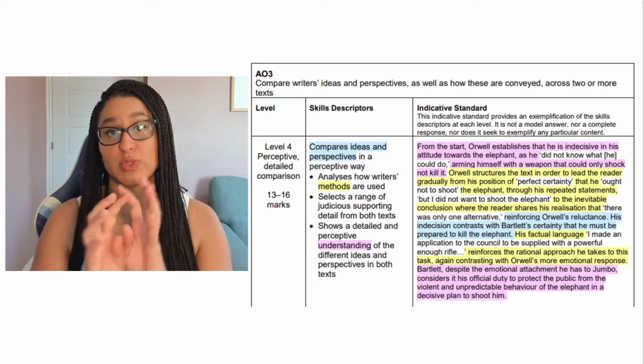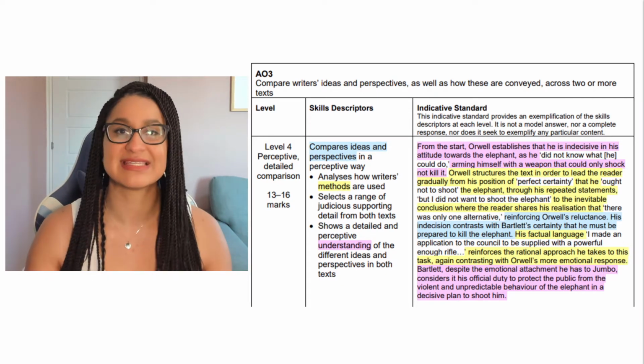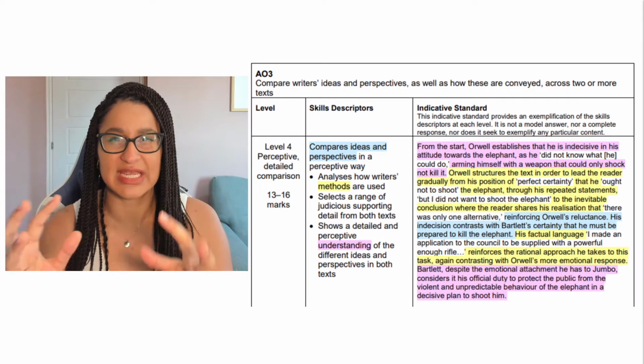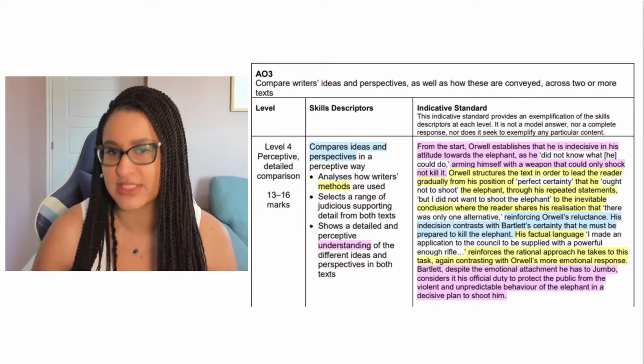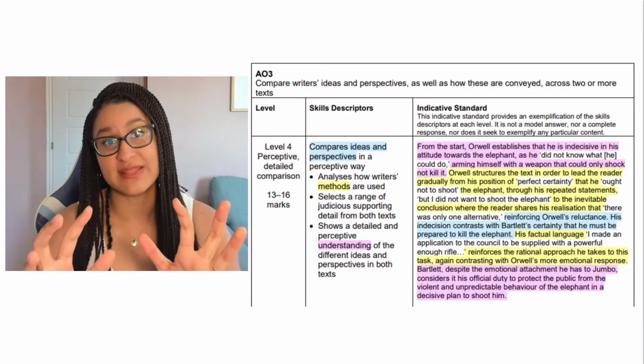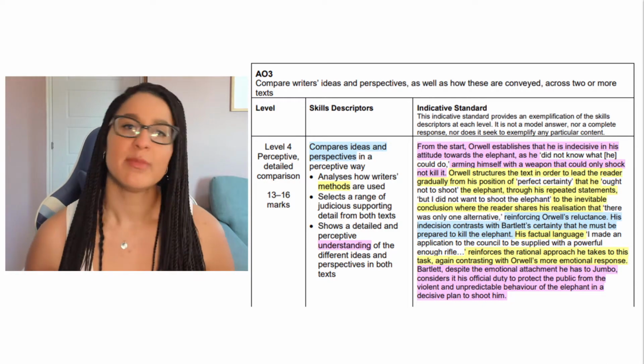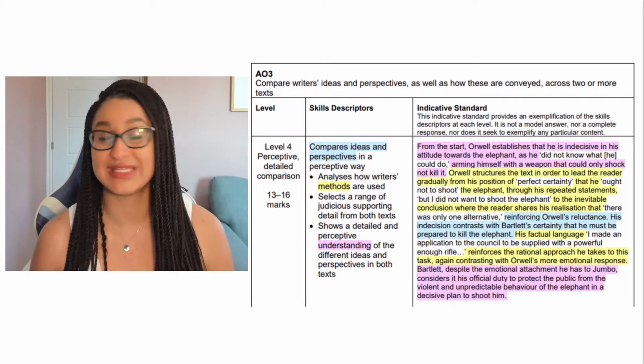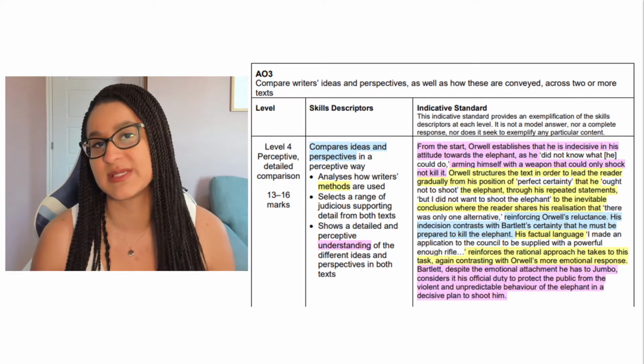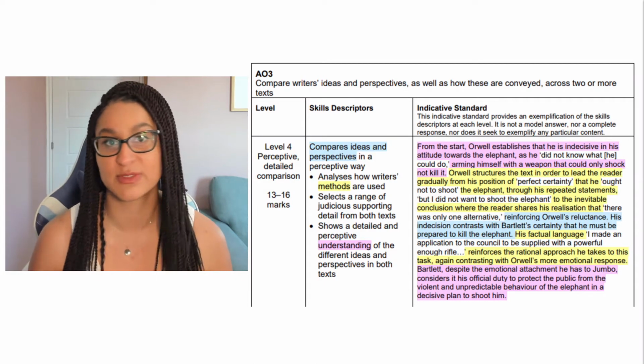And ideally they would also be linked, so it's like they're similar in this way, but actually there is a difference within that similarity as well, or they're different in this way, but actually within that difference there is still a bit of similarity, because that is what's going to help you get that more nuanced perspective of the similarities and differences between the texts.